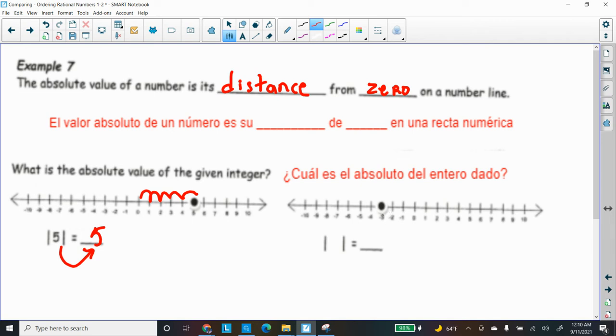Now here we have another one over here. This one is -3. So count how many spaces you got to go to get to 0. 1, 2, 3. 3 spaces. And notice the negative sign is gone. So just take out the minus sign and just put the number there, and it's a positive answer. So your answer is always going to be positive because distance is positive. All right.